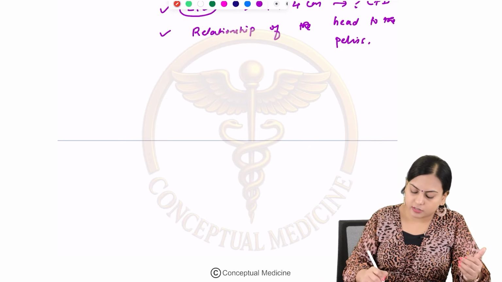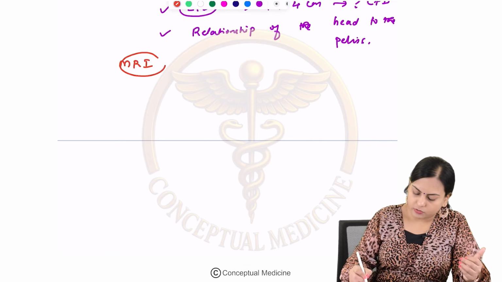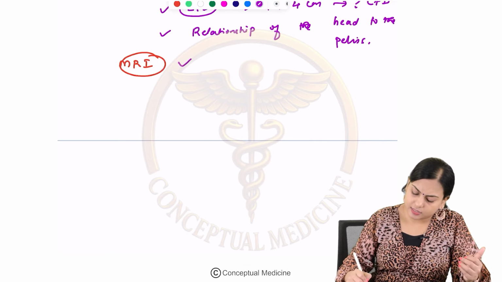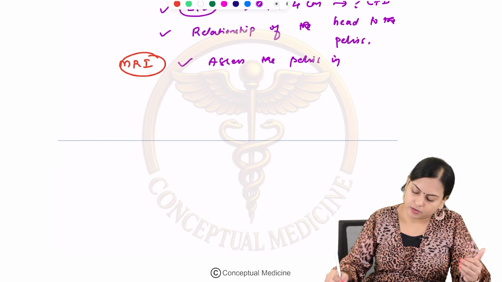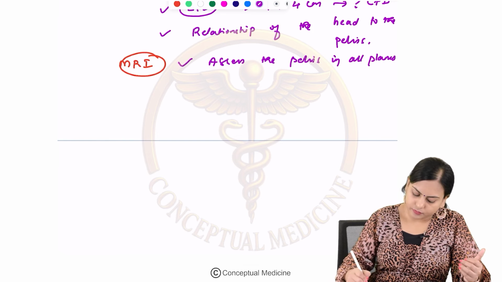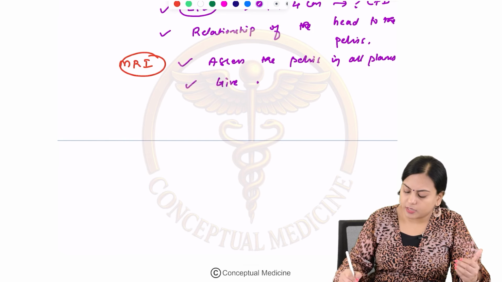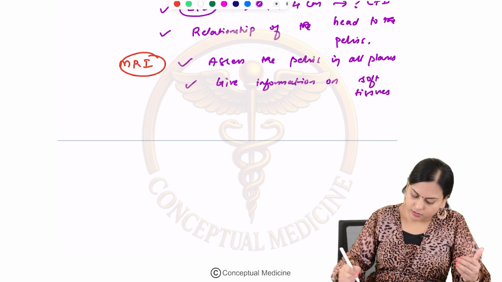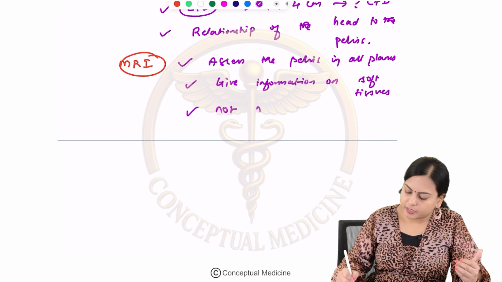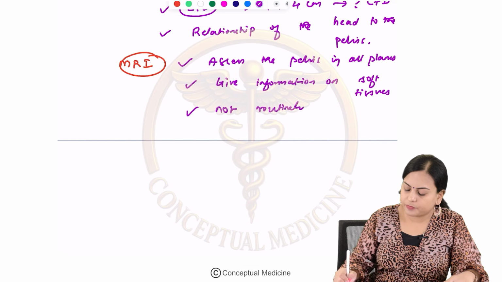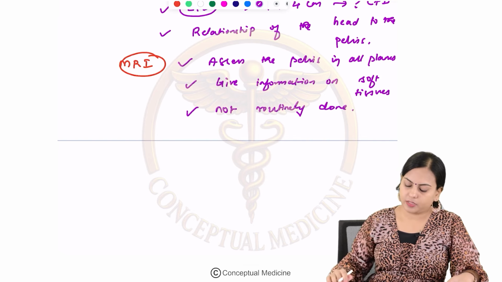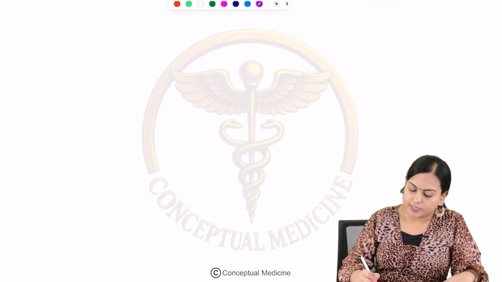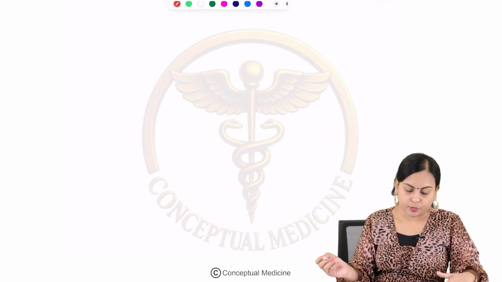And another option is, you can even try MRI. So this can assess the pelvis in all planes, and it can even give information on soft tissues, but it is not routinely done. Okay, right. Now, we will see how we will be managing cephalopelvic disproportion.